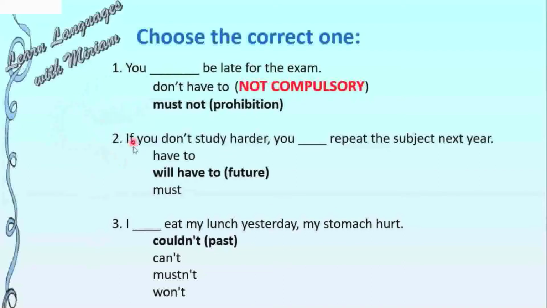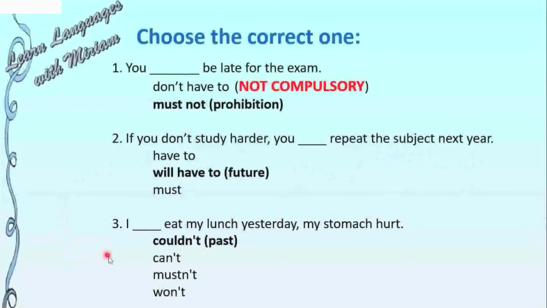Second one, if you don't study harder, you blank repeat the subject next year. So the correct one is will have to. Why? Because it's in the future. Here we have a date, next year. Next year is in the future, so we have to use will. And why have to? Because it's something that we need to do. We have to do this, because you have to study harder. Because if not, you are going to repeat the subject.